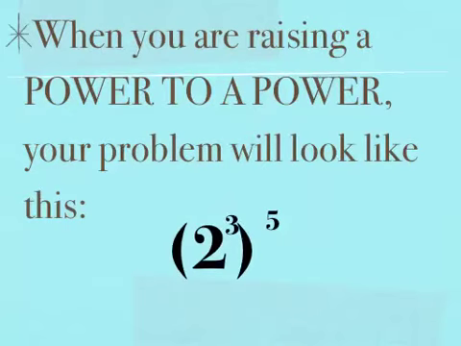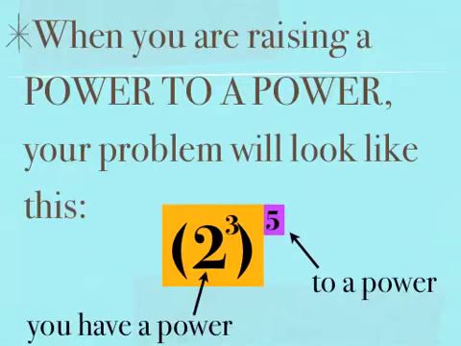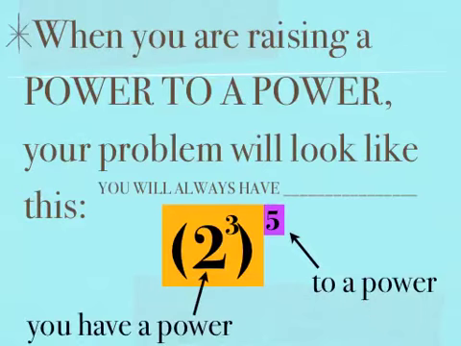When you are raising a power to a power, your problem is going to look like this. Notice in parentheses, I have the power 2 to the third power, or 2 cubed. And outside of the parentheses, I am raising it to another power. In this case, it's to the fifth power. You are going to always have parentheses when you are raising a power to a power.